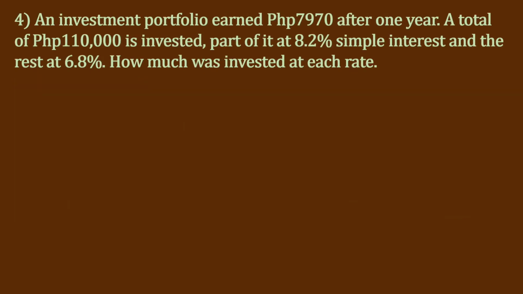Okay, number 4, an investment problem. So, an investment portfolio earned 7,970 pesos after 1 year. Now, in investment problems, we have to take into account the simple interest equation, I equals PRT. Now, normally in algebra problems involving investments, the time here is only 1 year, usually 1 year. And then the rate is in percent that you can see in the problem. And then the principal, which is the amount invested.